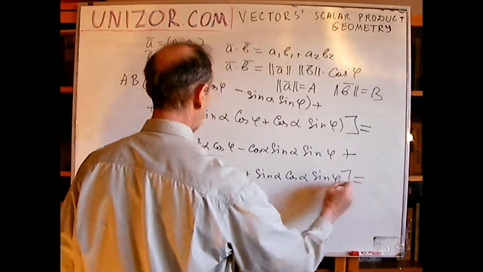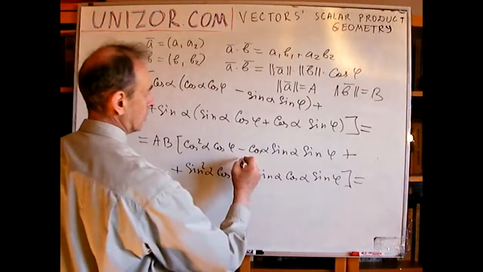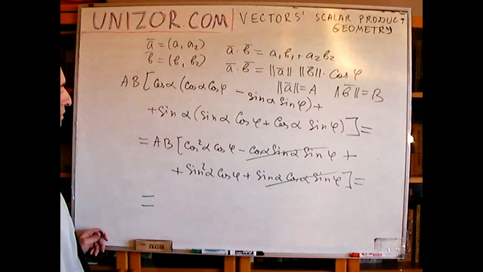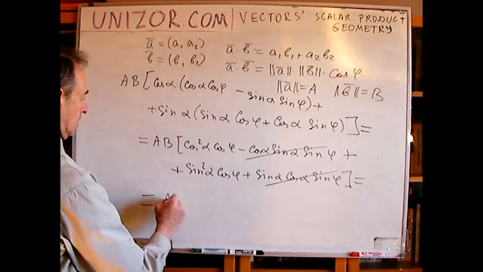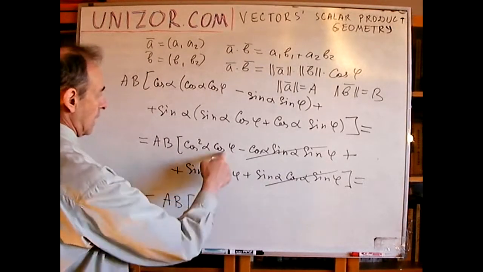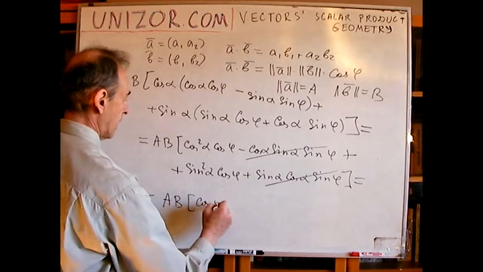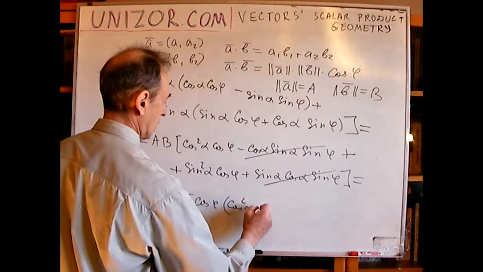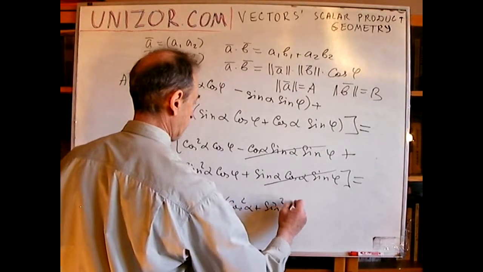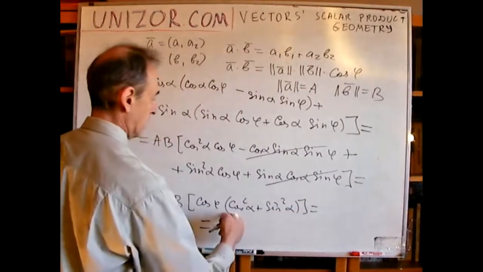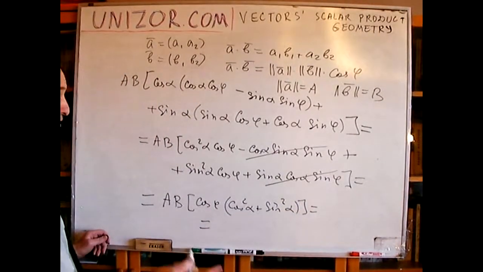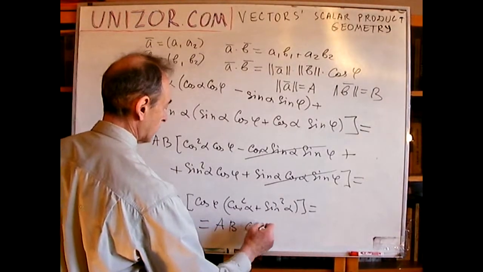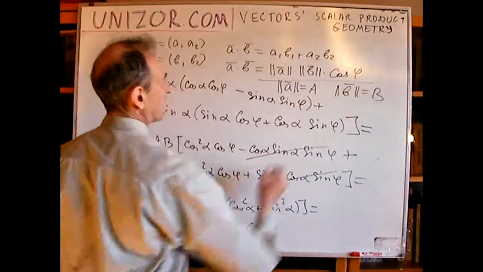Equals, well, first of all, this and this are the same with the opposite signs, right? Here, I can factor out cosine phi, and what do I have? Cosine square plus sine square. Now cosine square plus sine square is 1, so I get AB and cosine phi, which is exactly what I wanted to get.